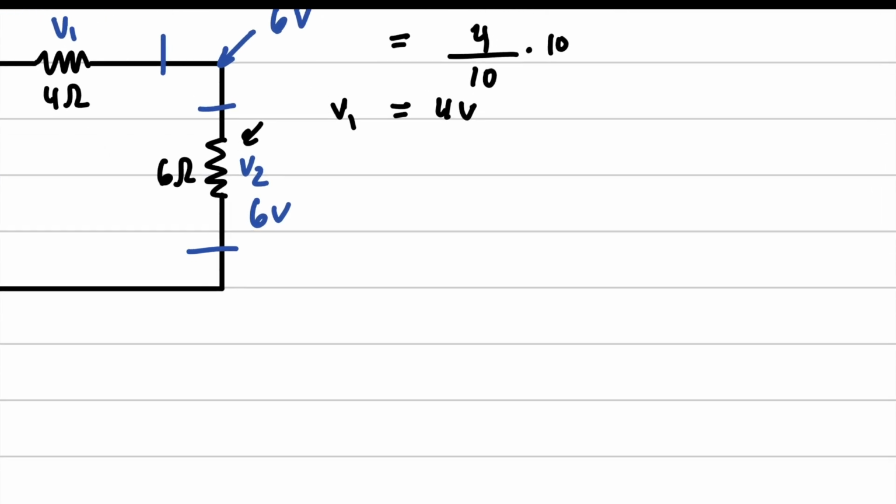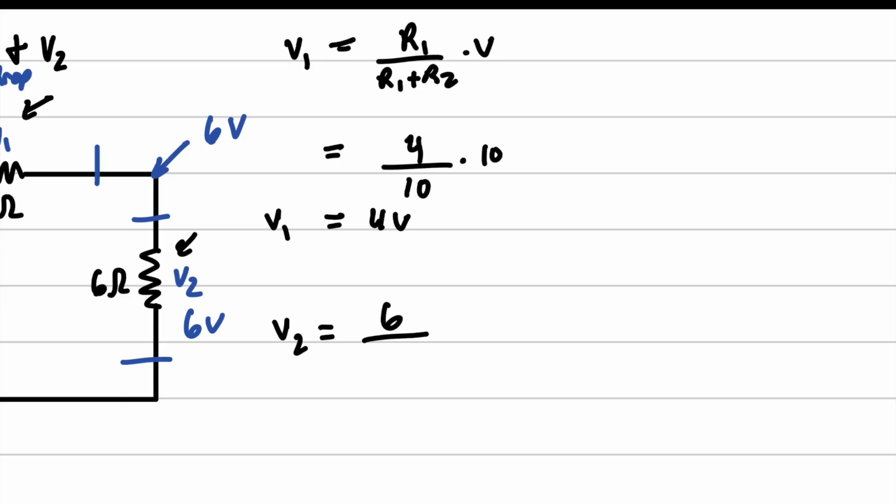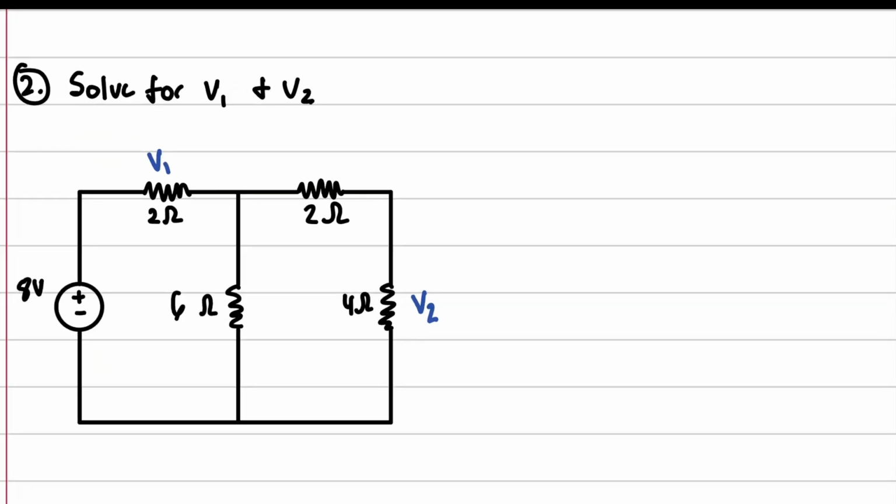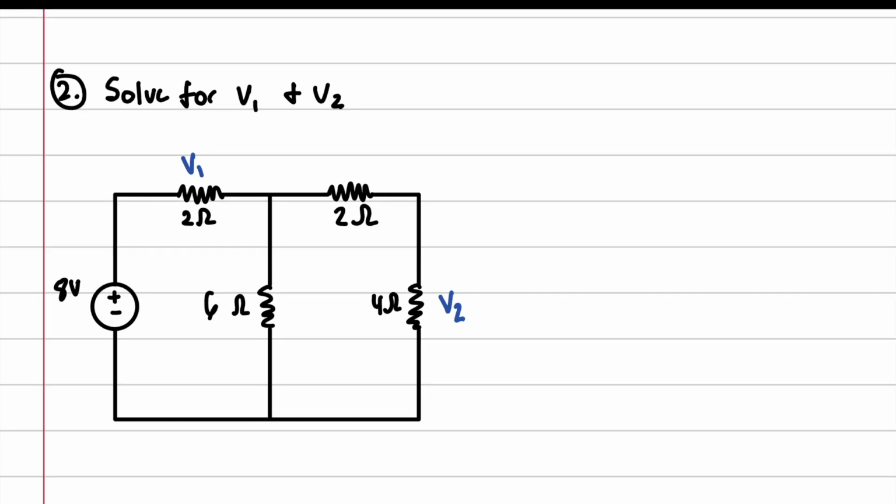But for the sake of completeness, we're going to do V2 equals 6 over 10 times 10 equals 6 volts. Okay, for this next problem, it's a little more complicated, but not too much. Just break this up into parts.